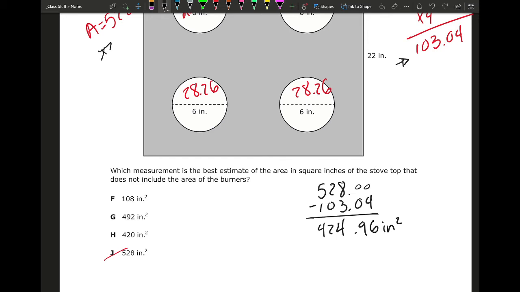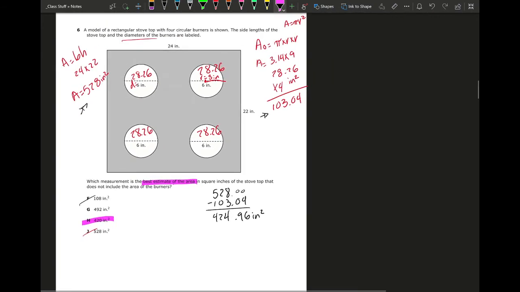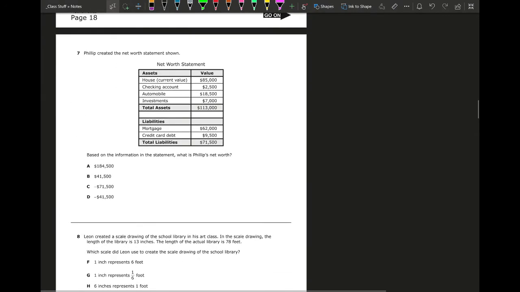Now let's look. None of my answers give me that. It's not gonna be F, right? Because that's way too small. But look at this right here, best estimate of the area. That means that my answer is going to be H. Any questions about this one? The hard part is to remember that you have to take something away and that for area you use radius and not diameter. Moving on, number 7.